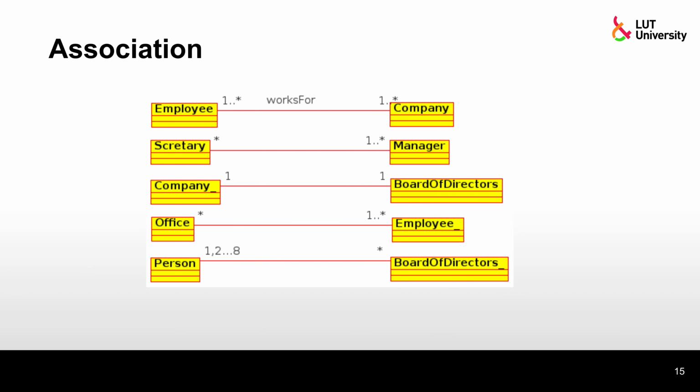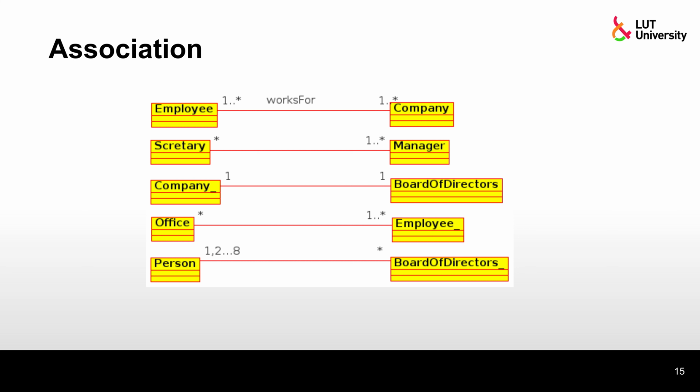So, for example, we will have associations between classes if we have an employee and a company. So this employee is working for a company. On the left side, we are defining that this company can have one or more employees. And on the right side, we are defining that this employee can work for one or more companies at the same time. Similarly, this manager can have zero to infinite secretaries, and there is a typo. But the secretary can work for one or more managers. So there can be managers without secretaries, but secretaries will have a manager.